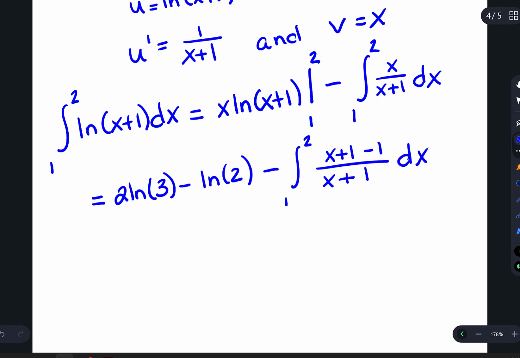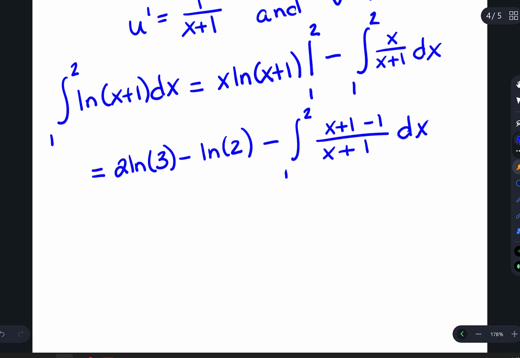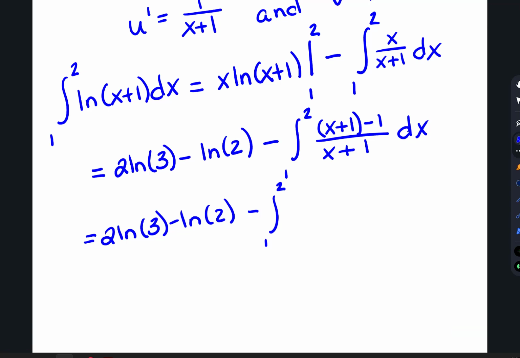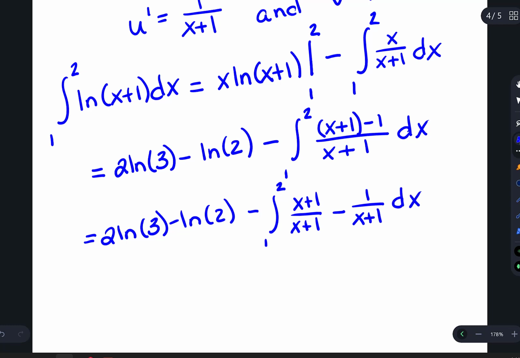And at first you might say, well, why do we want to do that? Well, the reason for that is notice I can now write this as the following. My first two terms are just going to stay the same. But we could keep that x plus 1 together as one term and then the minus 1 on its own. So this becomes x plus 1 divided by x plus 1 minus 1 over x plus 1 dx.